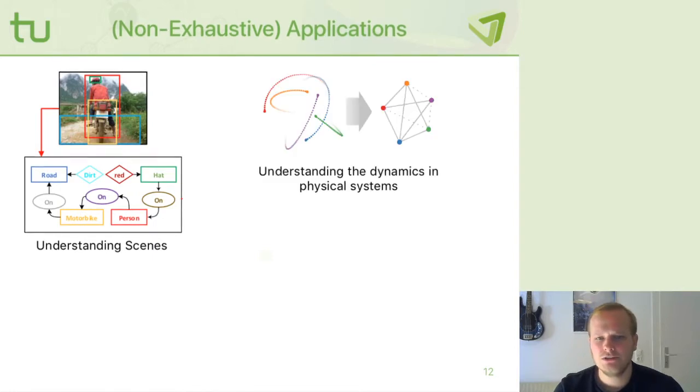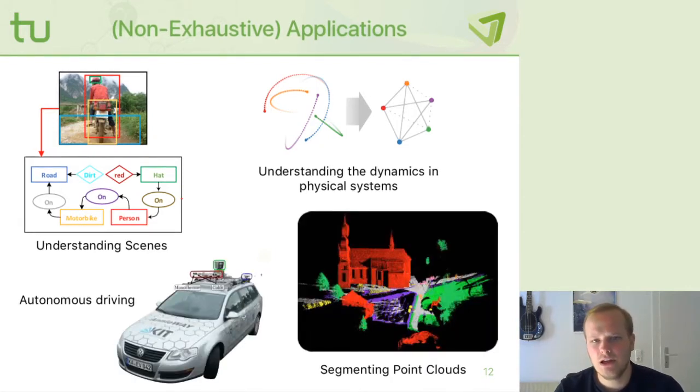There is also a certain interest in applying graph neural networks to physical systems, like understanding the dynamics of objects and how they affect each other. And last but not least, graph neural networks are also applied to the task of autonomous driving, where the surrounding of a car is scanned and processed to a point cloud, in which we can detect cars or other persons.